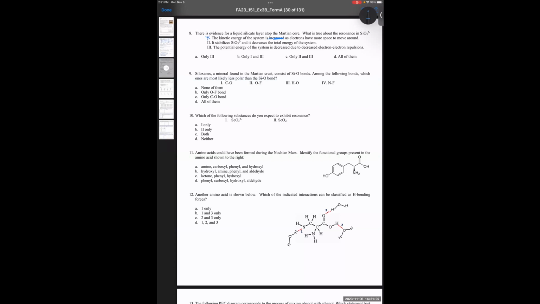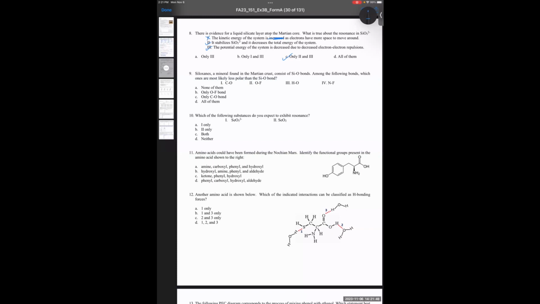And then it stabilizes silicate and it decreases the total energy of the system. Yeah, that is true, because both potential energy and kinetic energy go down, meaning total energy goes down. When the total energy goes down, it is stabilizing. And option 3, the potential energy of the system is decreased due to decreased electron-electron repulsions. Okay, that is correct as well. The potential energy decreases because there are less electron-electron repulsions. I like it. So 2 and 3, which is option C, should be the correct answer there.